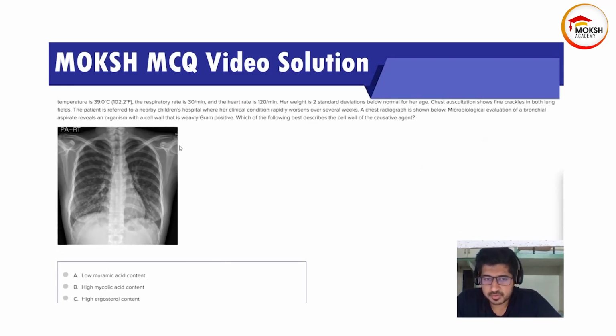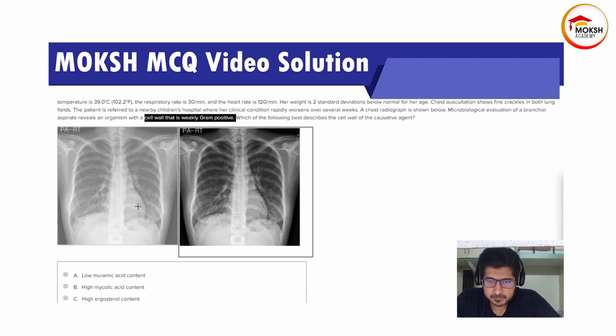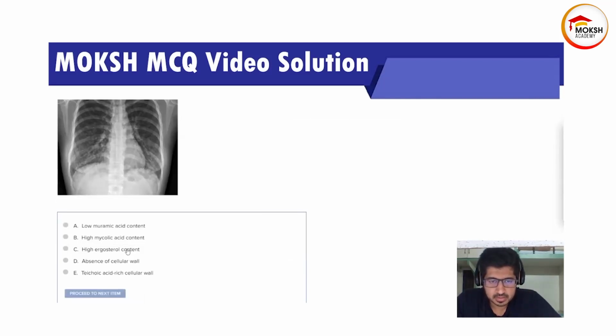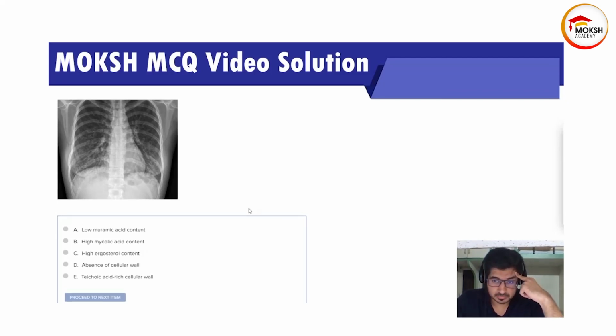Microbiological evaluation of bronchial aspirate reveals an organism with a cell wall that is weakly gram-positive. Which of the following describes the cell wall of the causative agent? So this is the X-ray, and these are the options. Option A is low muramic acid, B is high mycolic acid content, C is high ergosterol content, D is absence of cellular wall, and E is teichoic acid-rich cellular wall.